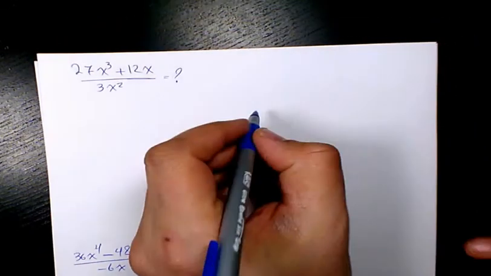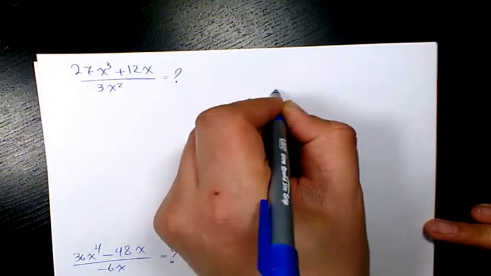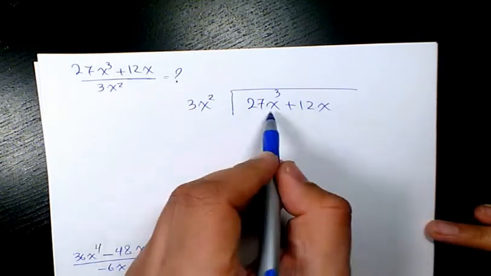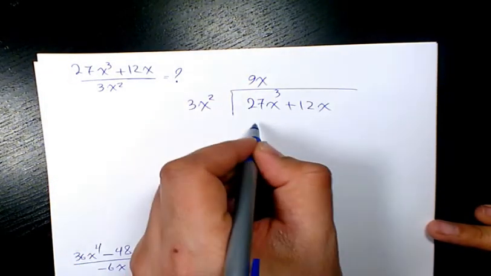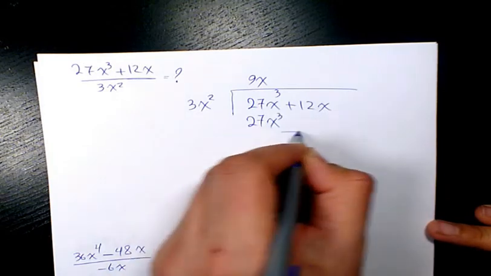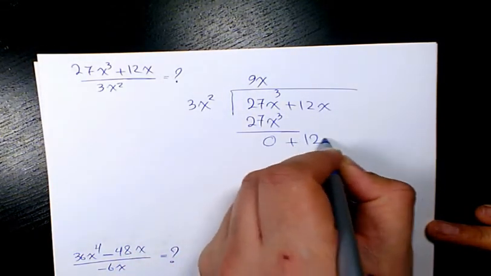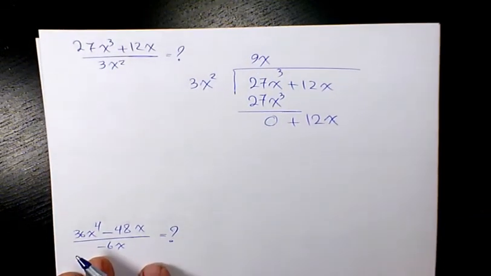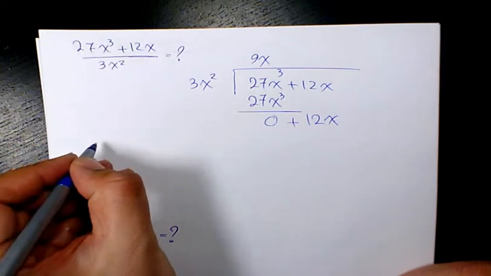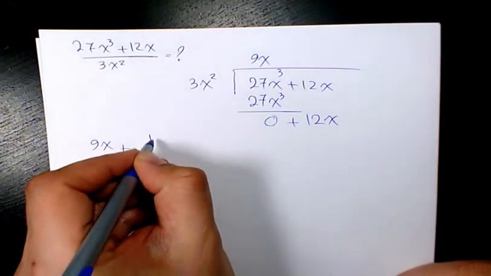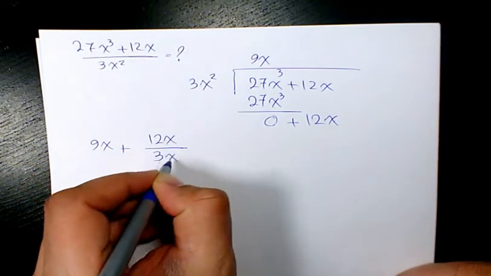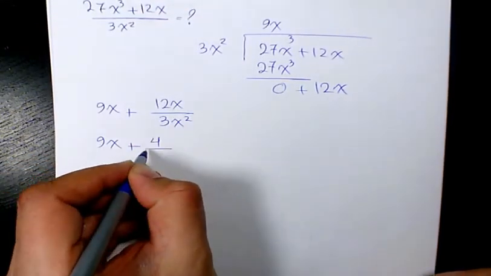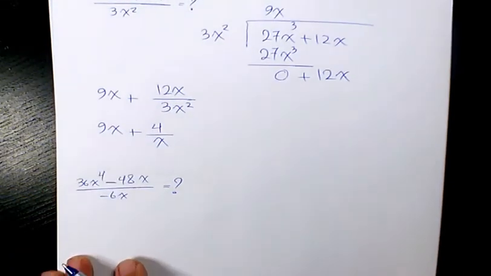Next one is going to be 27x cubed plus 12x divided by 3x squared. It's going to be 9x. Multiply that is going to be 27x cubed. Subtract is going to be 0. Then you have 12x. Since the degree is less than that one, it's going to be remainder. So the answer is going to be 9x plus 12x divided by 3x squared. Or we can say 9x plus 4 divided by x after you reduce it.